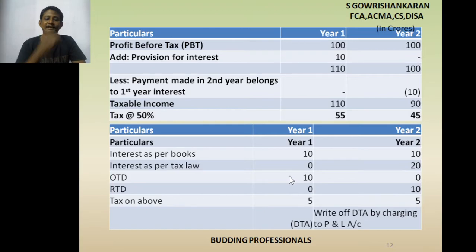So how to create that? Interest as per books is 10 crore. OTD is 10 crore. Tax on above means 50%. 10 into 50% is how much? 5 crore is my deferred tax asset created in the first year. It should be credited to my P&L account initially. It should be credited to P&L account and it should be presented as a DTA in the first year. Next year what happens?